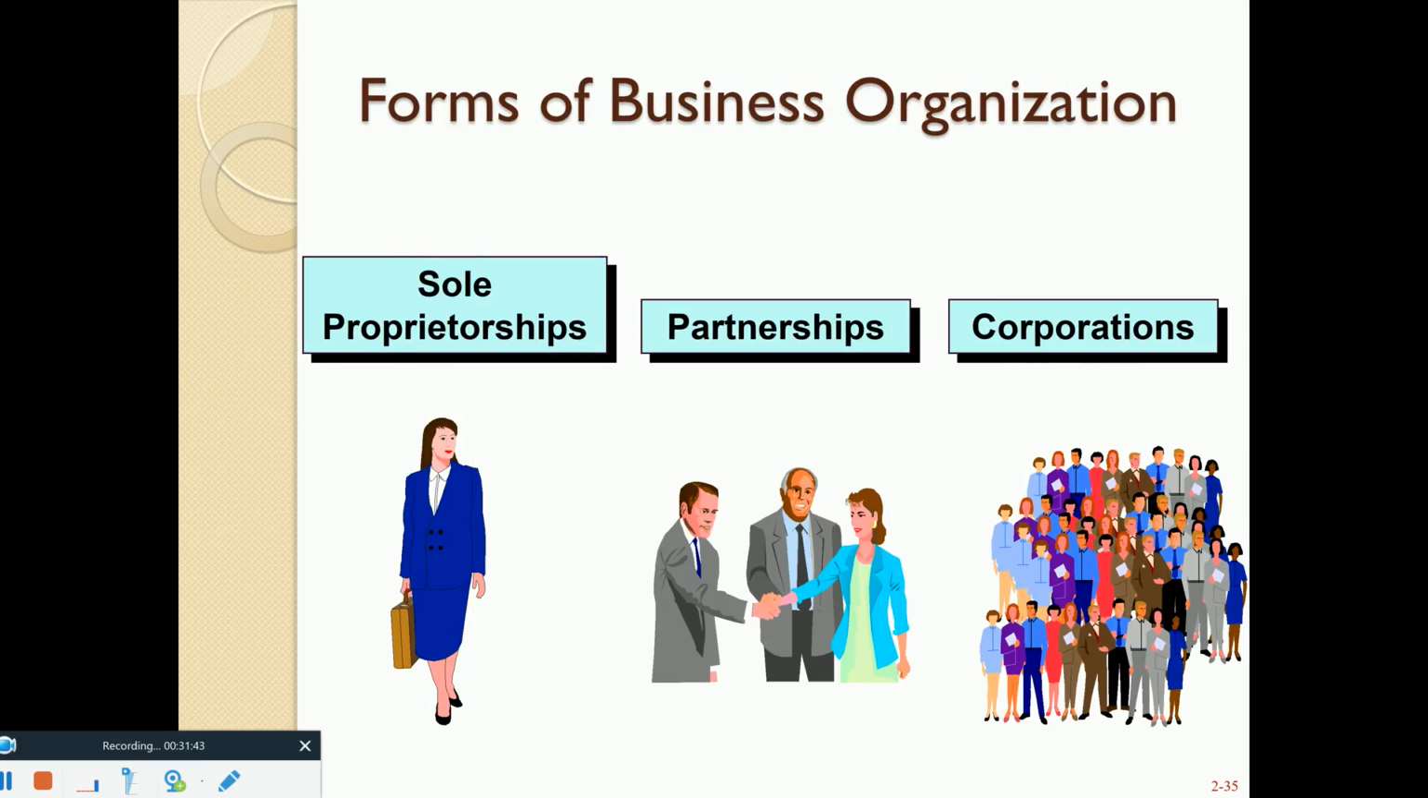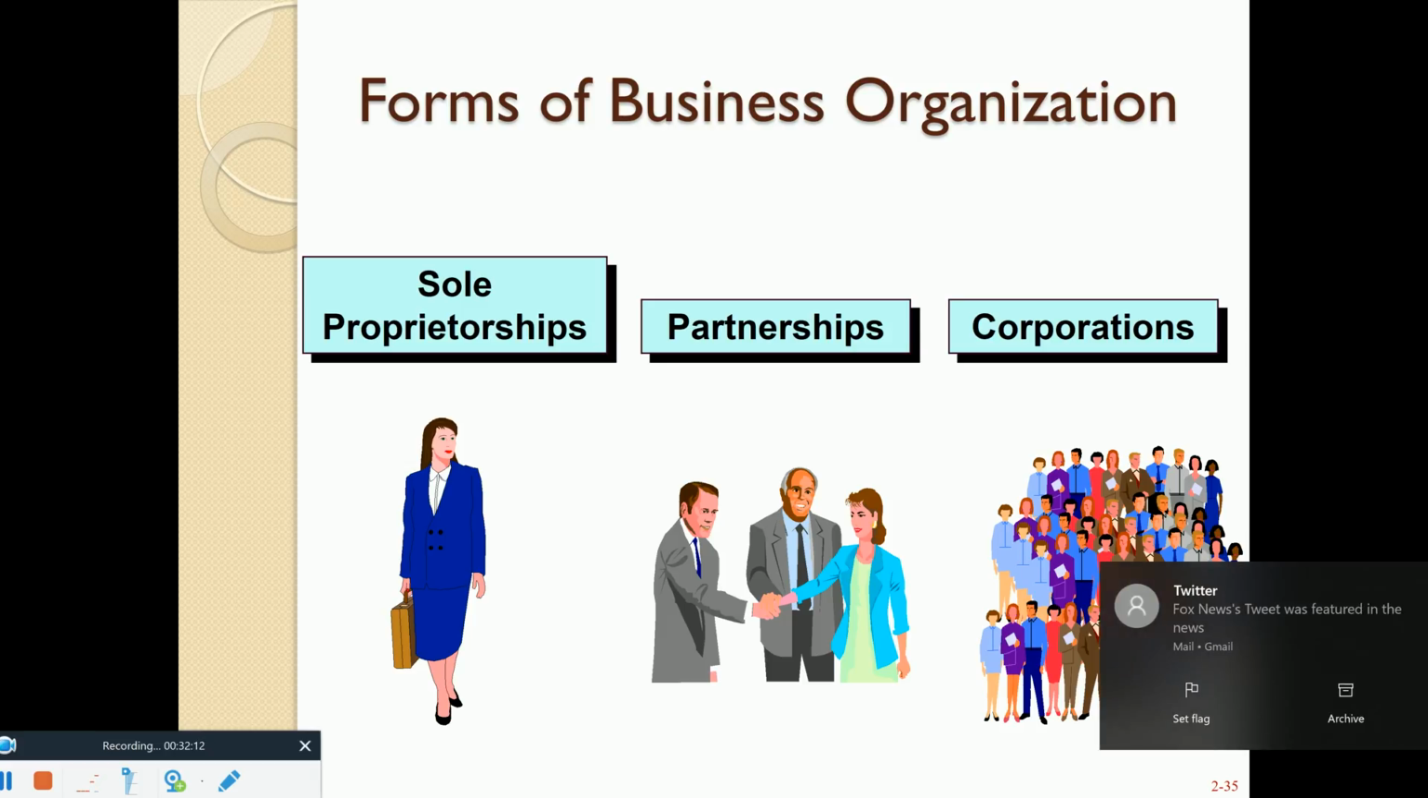Businesses can be organized in many ways. We are going to concentrate in this class on corporations. A corporation, as you see in the right-hand part of your screen, is when a bunch of owners invest their own money in the business and they become shareholders. And the shareholders will ultimately get rewarded through the payment of dividends or appreciated stock.